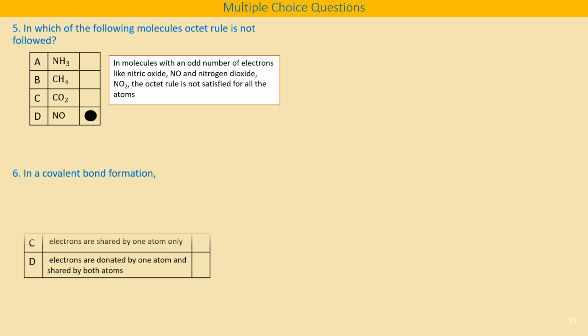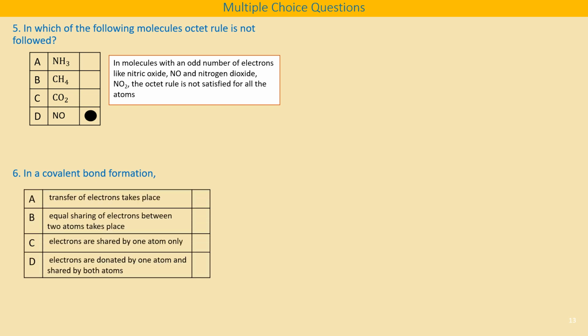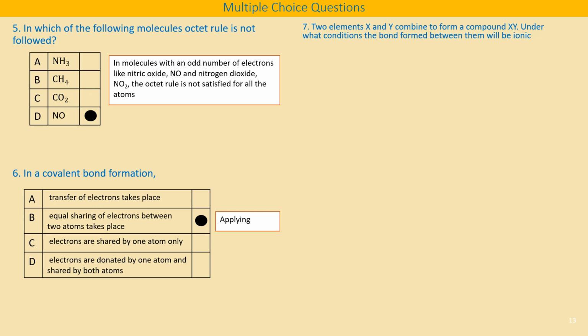In a covalent bond formation, option A, the transfer of electrons takes place. Option B, equal sharing of electrons between two atoms takes place. Option C, in covalent bond formation, electrons are shared by one atom only. And option D is, in a covalent bond formation, electrons are donated by one atom and shared by both atoms. Please remember, the correct answer is option B. Please mark it. Next question.